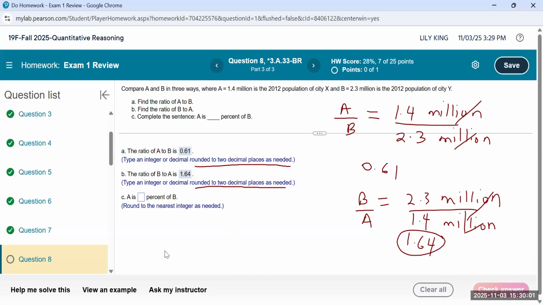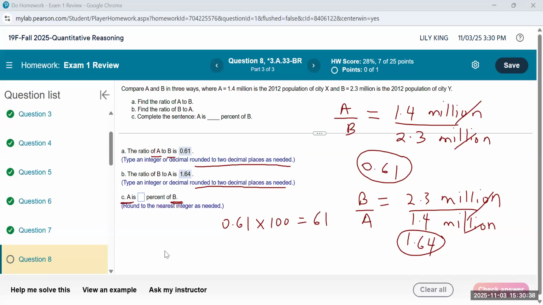Now C, A is what percent of B? We're going to take our answer from part A and multiply by 100. And this is 61%. So A is 61% of B. Now, why are we taking the answer from part A? Somebody may ask. You start with A, and it ends with B. And this is in the form of A to B.